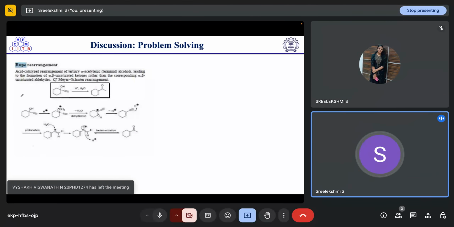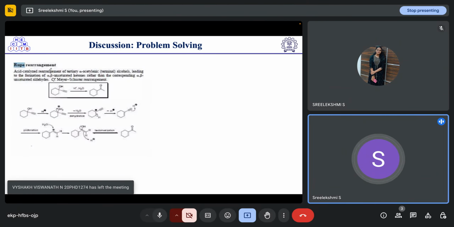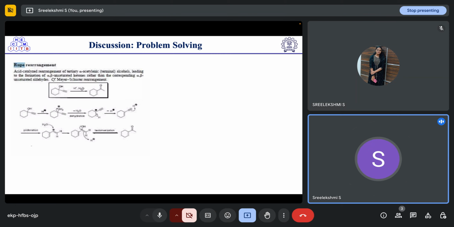One such reaction is the Rupe rearrangement. This is also an acid-catalyzed rearrangement. Sorry for the poor quality of this slide. This is an acid-catalyzed rearrangement where we have a tertiary alpha-acetylenic alcohol. As we can see, here is one acetylenic group, and to that carbon we have another carbon which has a hydroxyl group.